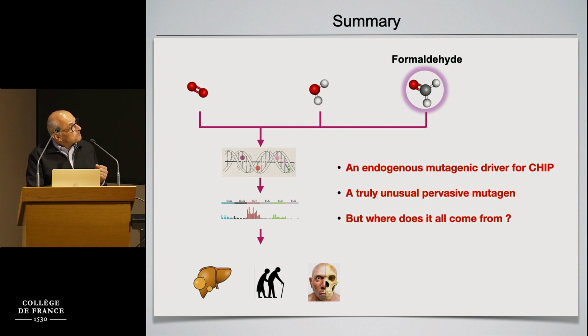So I hope at the end of my talk, I'll have convinced you that when you think about the intrinsic decay of DNA, not only water and oxygen, but you should probably put formaldehyde in the list. It's an endogenous mutagenic driver for clonal hematopoiesis, at least in the mouse, and probably in human Fanconi patients, which is something we're testing out with Jean Soulier. It's a truly unusual and pervasive mutagen, but the real million-dollar question for us is where does it come from? Because if we're able to identify where it comes from, we might be able to take that away from us or reduce its effects and reduce at least a significant burden of mutagenesis in our genome.